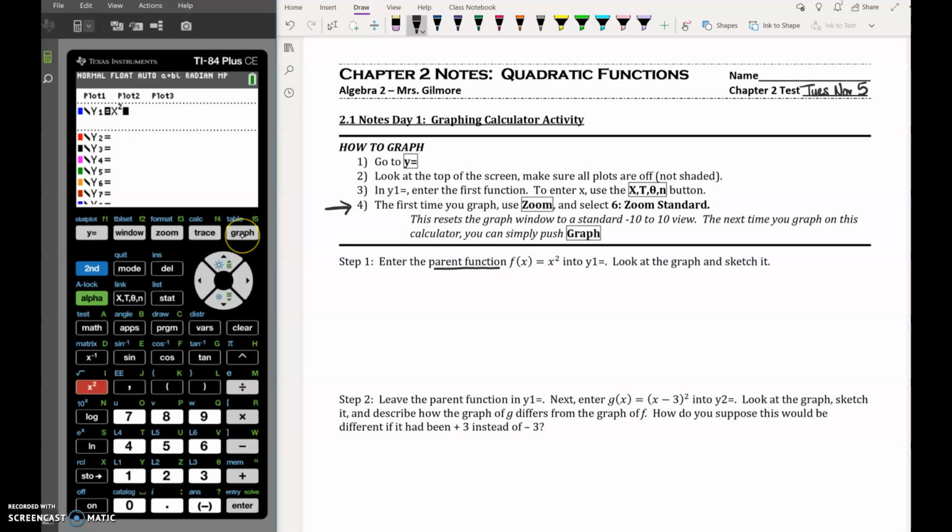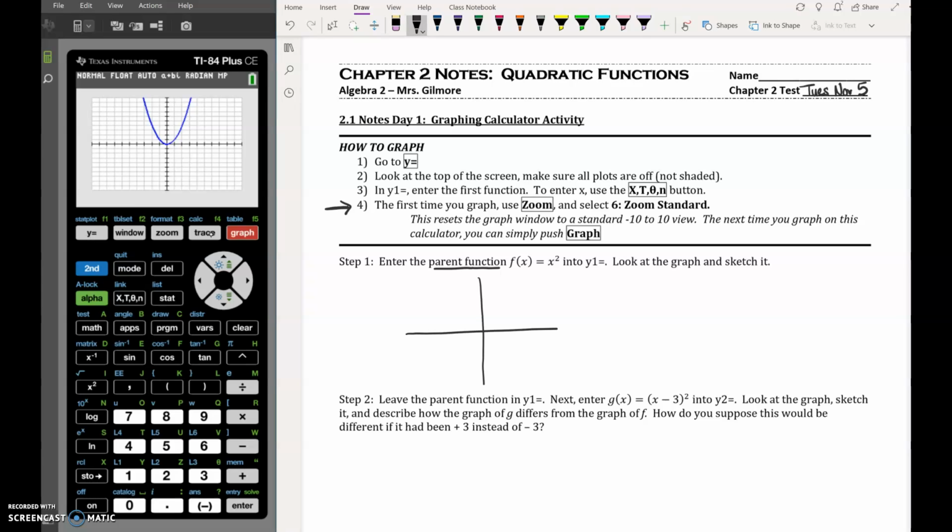Okay, let's graph that and sketch a picture of that graph. Does anybody remember what this type of graph is called? Quadratic. It's quadratic. What's the shape called? Parabola. Okay, remember that is parabola.